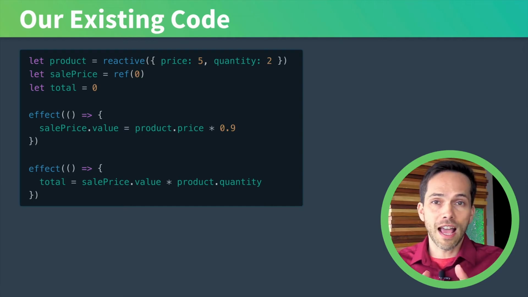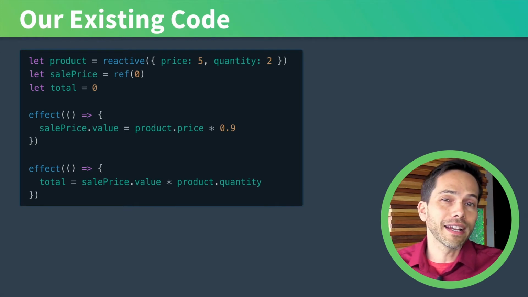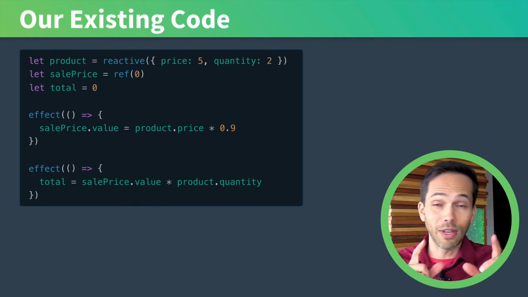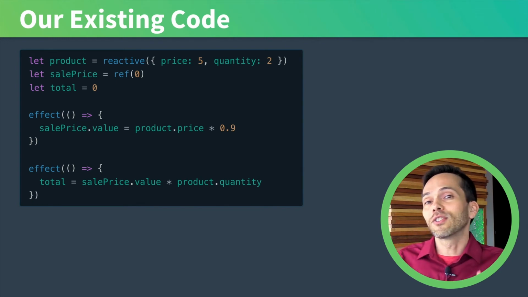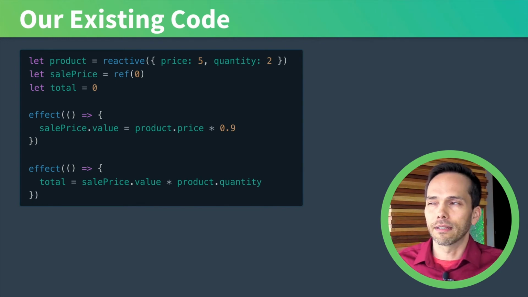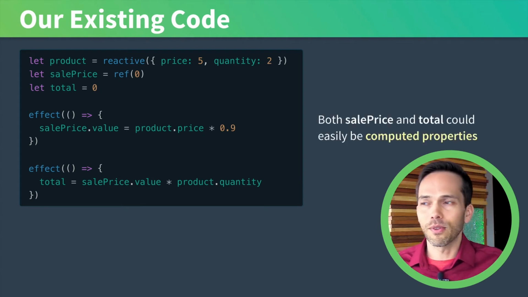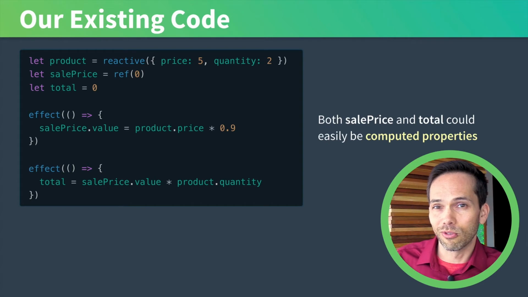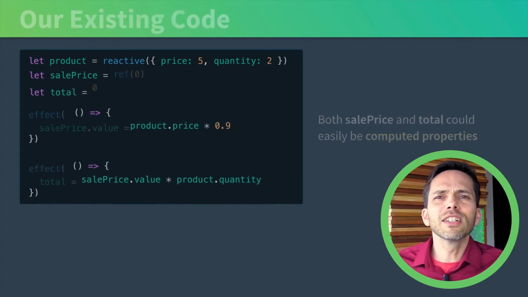Here's our code as we've left it, now using a reactive reference. But if you're familiar with Vue3's Reactivity API, which if you haven't taken that course, you might want to go and do that, you might be looking at this code now and wondering, wait a second, why am I not using computed properties for both sale price and total? This is a good opportunity to do that. So what would that look like if we did?